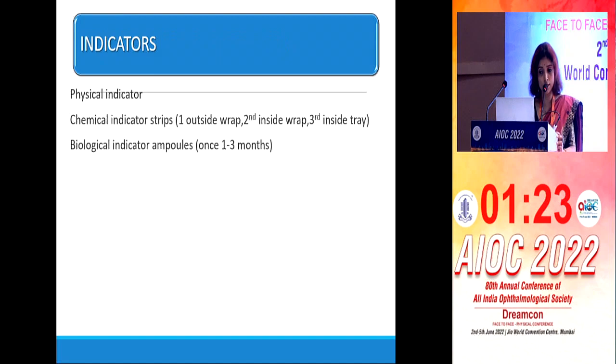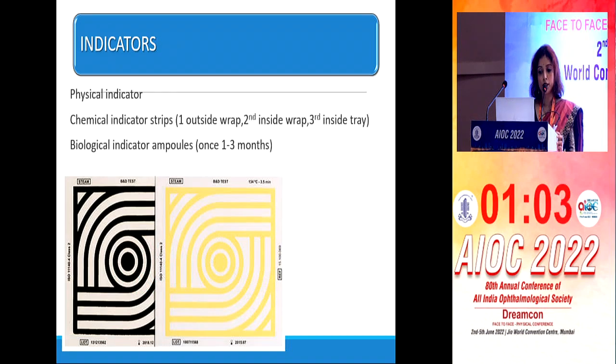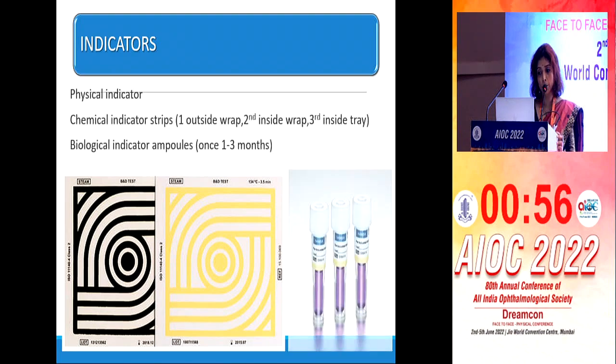Coming to the indicators, the physical indicators are the temperature and pressure reached in the autoclave, which you can see in the indicator present in the machine itself. Chemical indicators are these strips, as I have mentioned. These are the autoclave strips, these are the ETO strips. And we also have this Bowie-Dick test, which is very good to know whether the hollow tubing sterilization is perfect or not. These are biological indicators which test how well our autoclave is functioning.